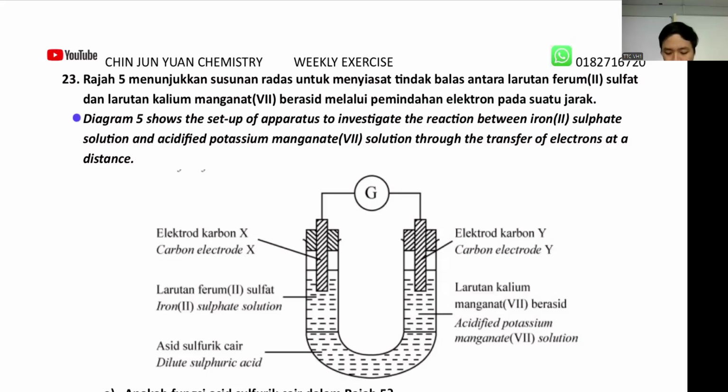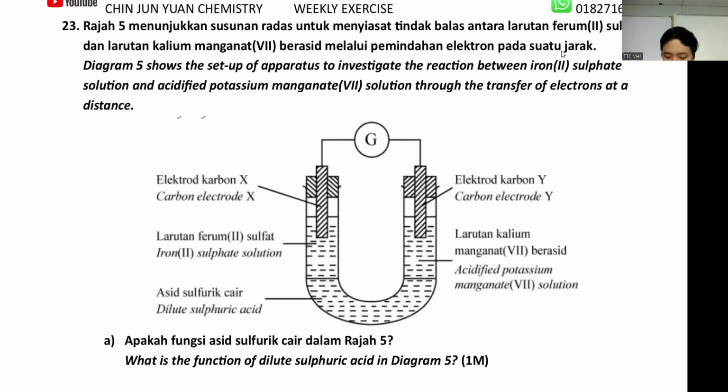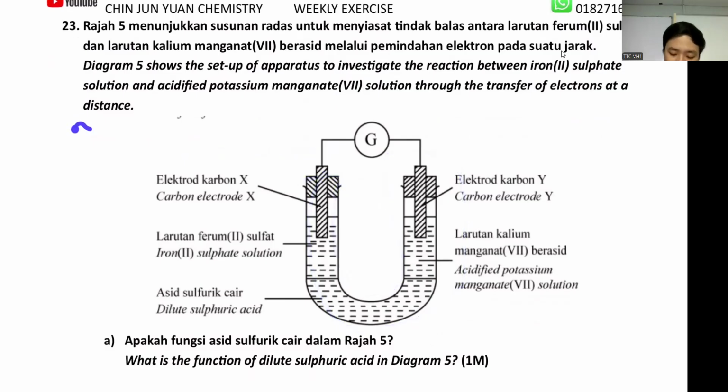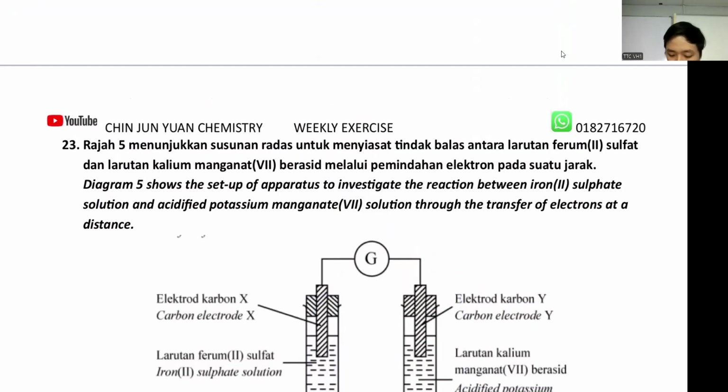Okay, diagram 5 shows the setup of apparatus to investigate the reaction between iron(II) sulfate solution and acidified potassium manganate(VII) solution through a transfer of electrons at a distance. So when you see this YouTube question, you already know we have to know which one is the oxidizing agent and which one is the reducing agent. So let's do a bit of recap. Which one is the oxidizing agent?